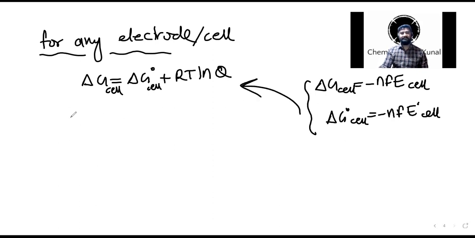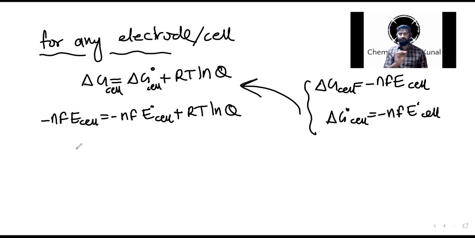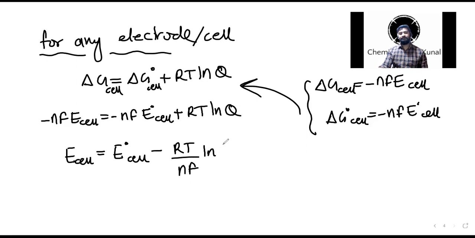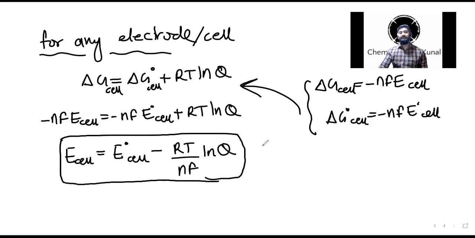Here, what will I get? I will get minus NF E cell is equal to minus NF E naught cell plus RT ln Q. Now I'll take minus on both the sides and cancel NF. I'll get E cell as E naught cell minus RT by NF ln Q. Does it look familiar to you? Yes, it is the Nernst equation. Very good. This is how the Nernst equation is derived.